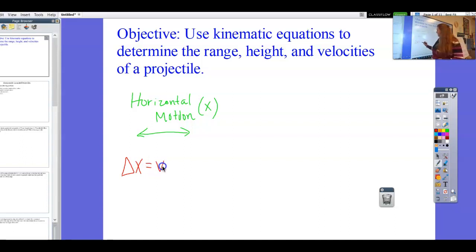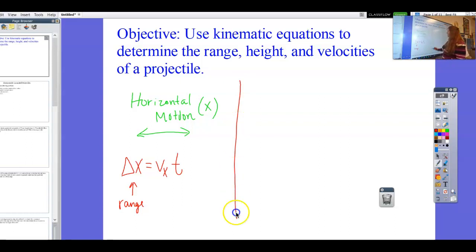Now, when something is moving at a constant speed, there is no acceleration. This equation is your range equals your horizontal velocity times time. Now, we've already gone over these. You've taken a quiz, so you might want to have these equations out as we go through these different word problems. So there's the horizontal motion.